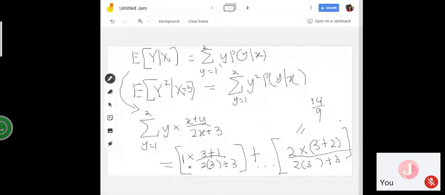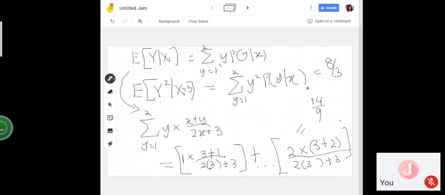2 times 2, 4. Okay, so now find expected value of y square over x given x equals to 3. 8 over 3. How about others? 8 over 3. Okay, so now you all got the answer. So expected value of this one, your answer is 8 over 3.